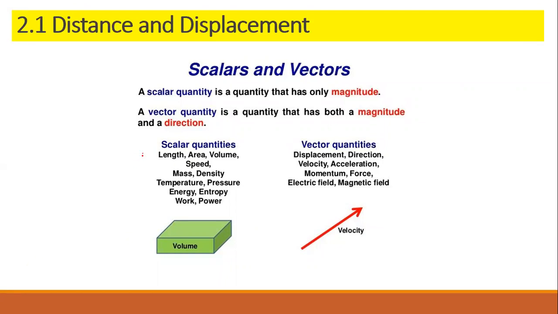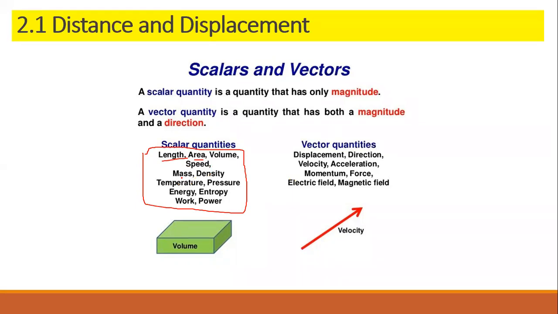There are some examples given here. You have a space in your tube to fill in what the scalar quantities are and what the vector quantities are. So here: length, area, volume, speed, mass. When we consider mass, it doesn't have a specific direction.